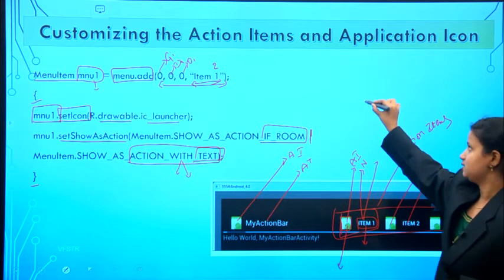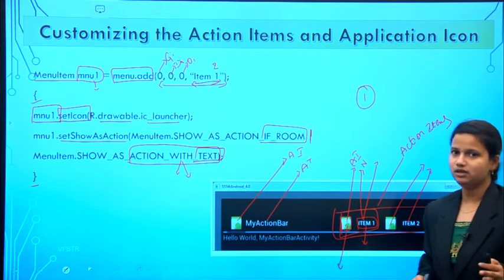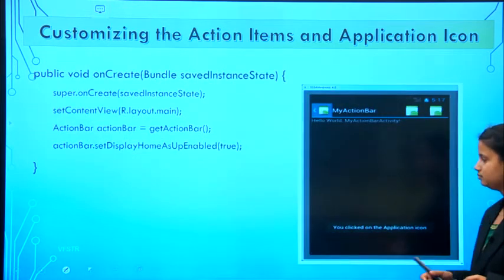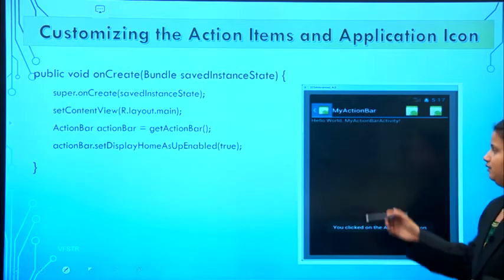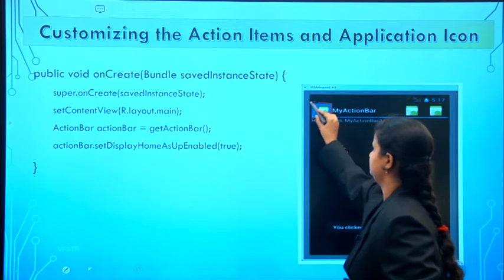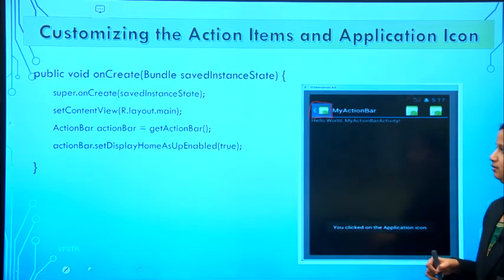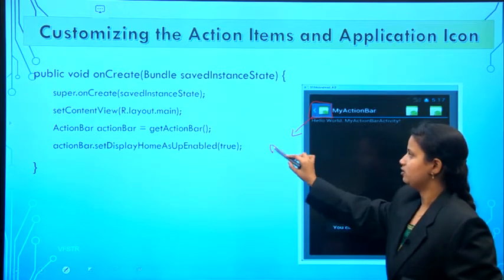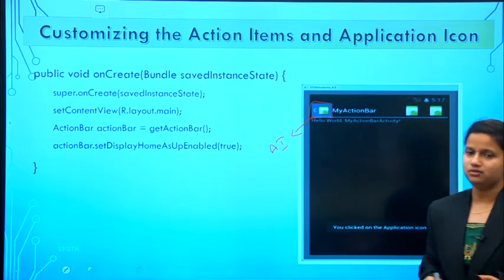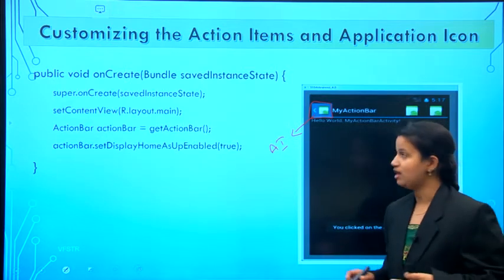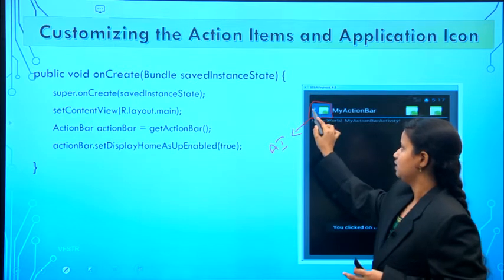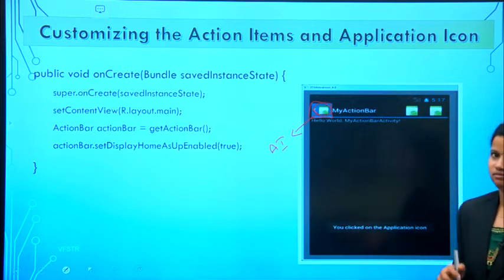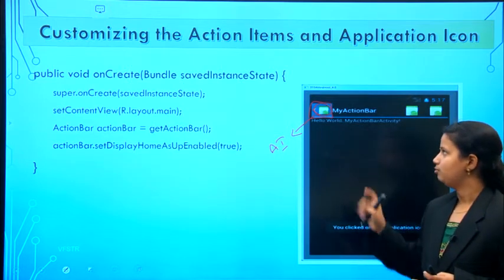So this is one of the customizations. The first customization is that we have to display the action item along with the name. And the second thing is like this: we are enabling a home button. That means the application icon becomes a clickable option. Whenever you click on this application icon, it will go to the previous activity. That means the application back activity will be performed.